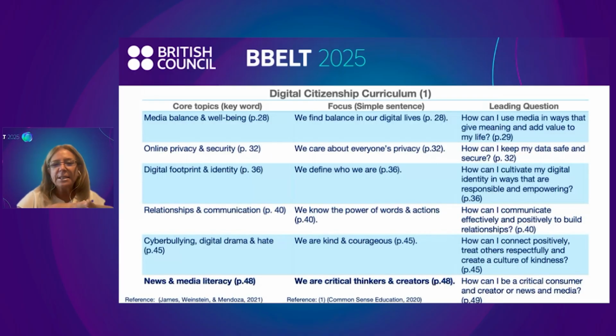Within the digital citizenship curriculum, we can say that this last resource fits very well with news and media literacy. We are critical thinkers and creators, and the leading question of this curriculum is, how can I be a critical consumer and creator of news and media?